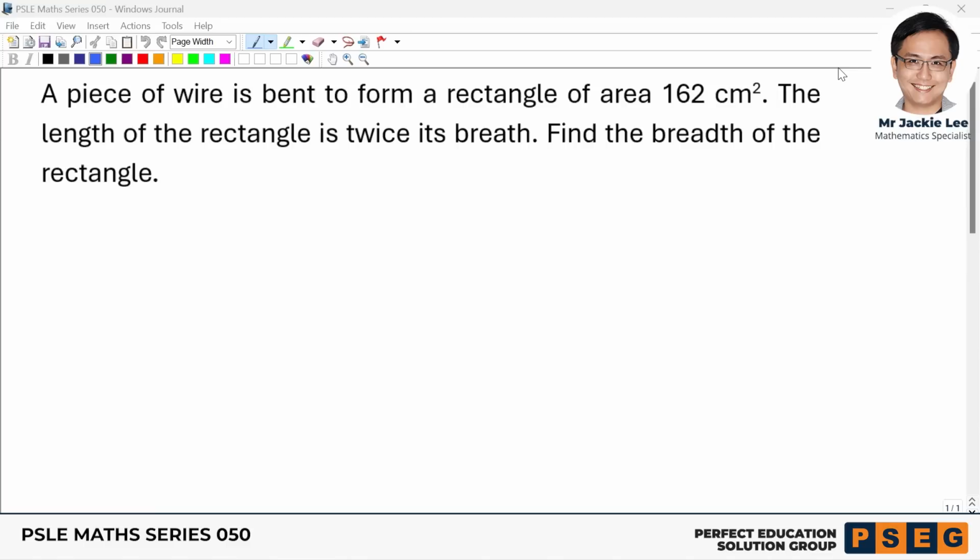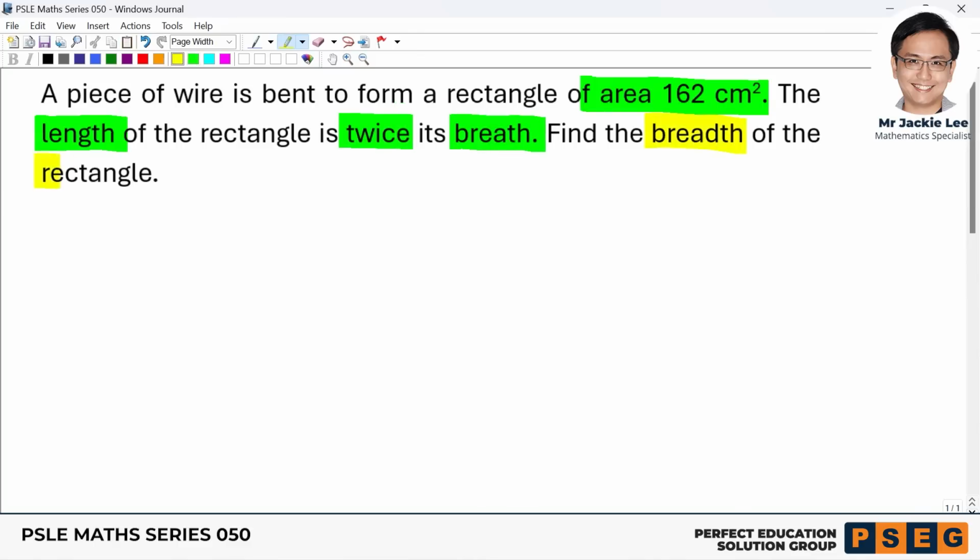Okay, come, we have a piece of wire bent into a rectangle. The area is now 162 cm square. Length versus the breadth is 2 to 1, okay, twice. So the question is simply asking for the breadth of the rectangle, the width. Okay, so I think we will have a rectangle something like this. So length is 2 times the breadth.